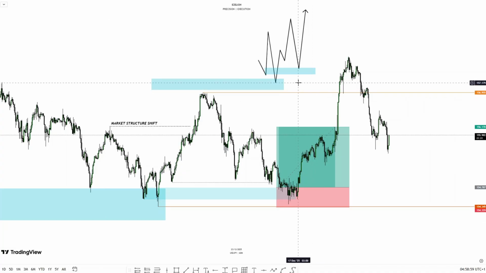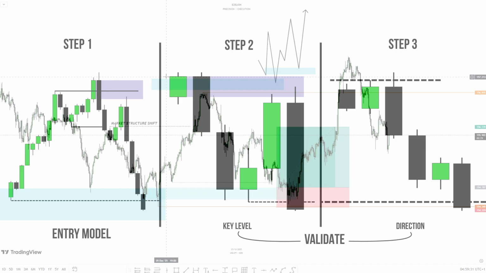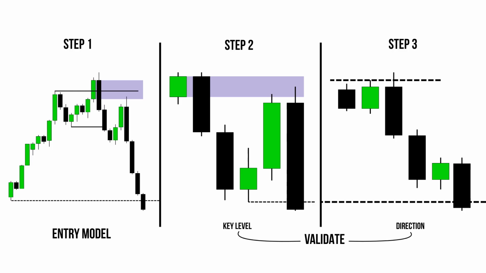What you are doing is starting with your lower time frame to find your entry model. Once you find your entry model, you go to your intermediate time frame to see whether that entry model is occurring in a valid point of interest or valid key level. Then you go to your higher time frame to see if the trade is in line with the directional bias. Once it's in line with the directional bias, the trade is valid and you can take it.